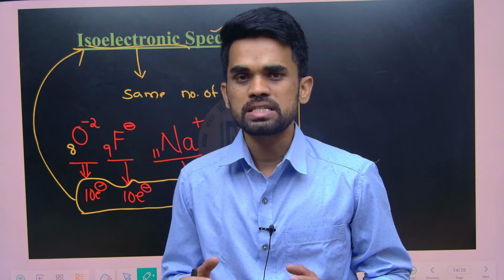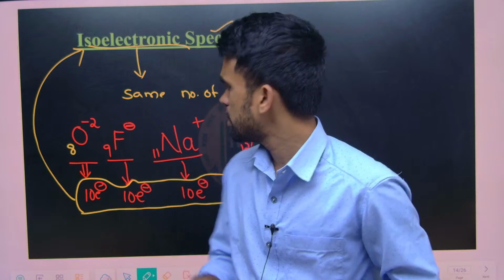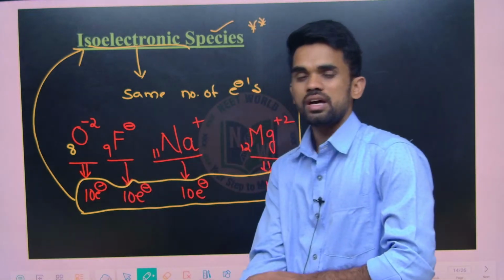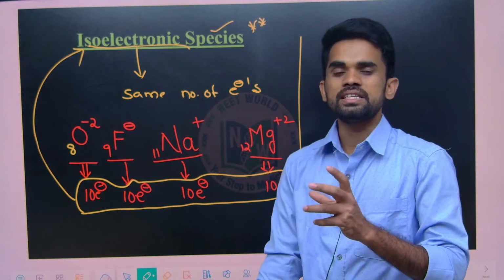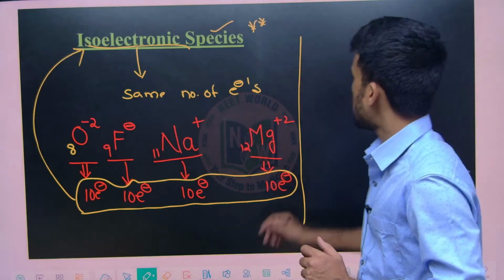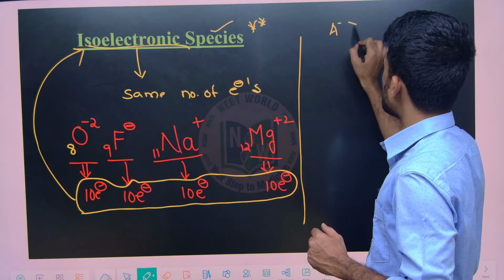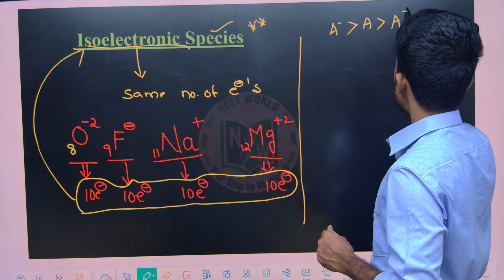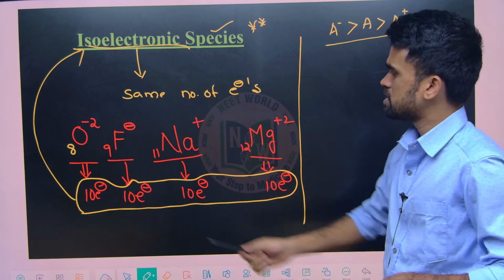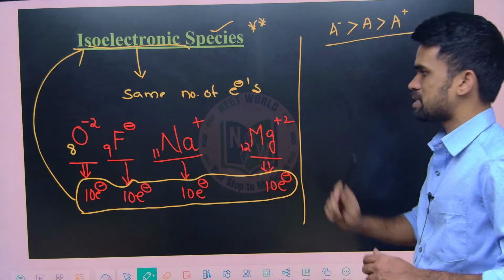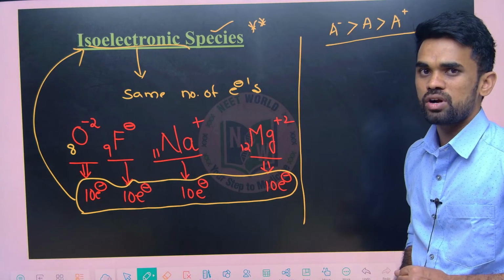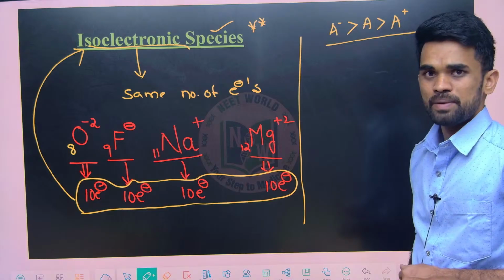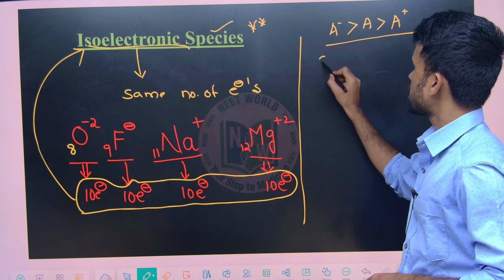Okay, which is smaller in size, which is bigger in size, they will ask by giving isoelectronic species. I already discussed this size order, how we can identify. Always, I told you, an anion will be bigger in size, then the atom, then its cationic form. Right now, since all of them are isoelectronic species, meaning the same number of electrons, you can make it like this.